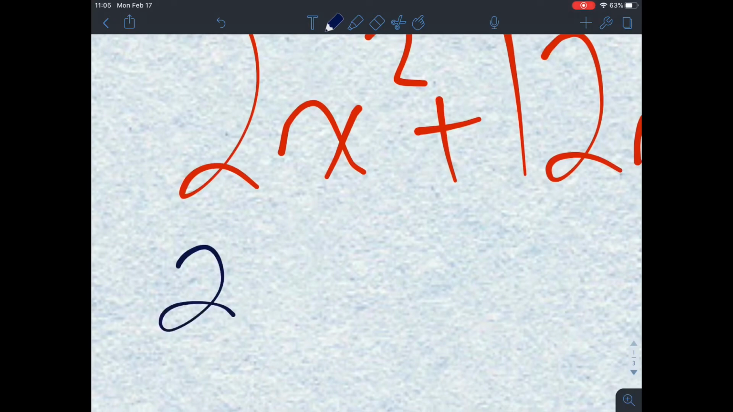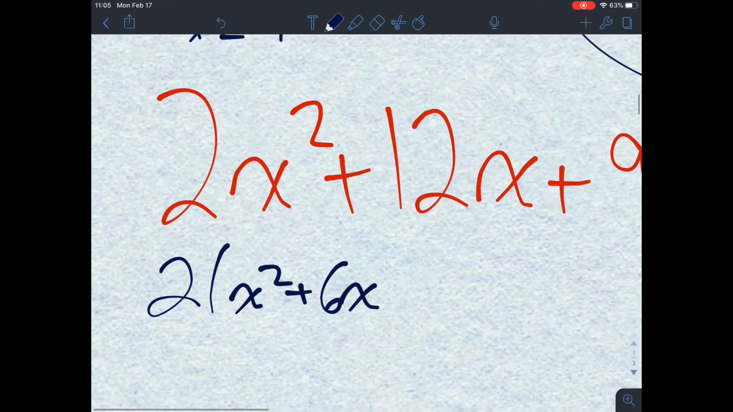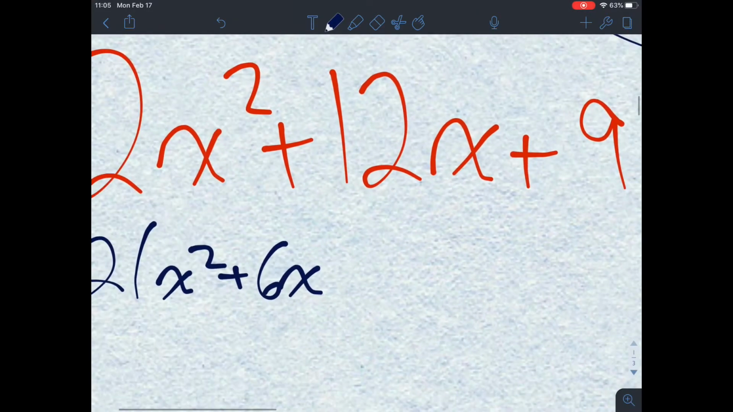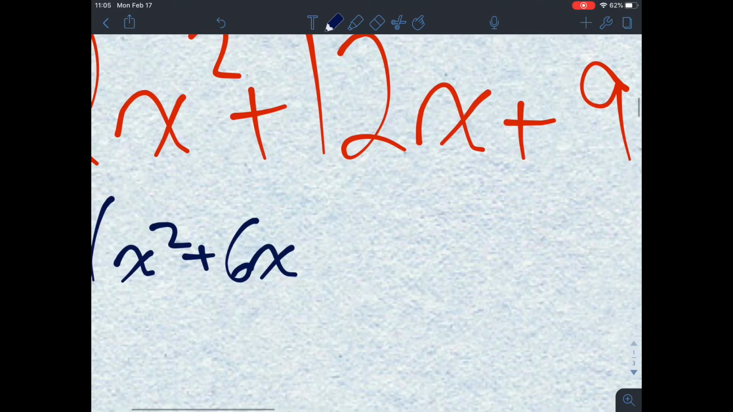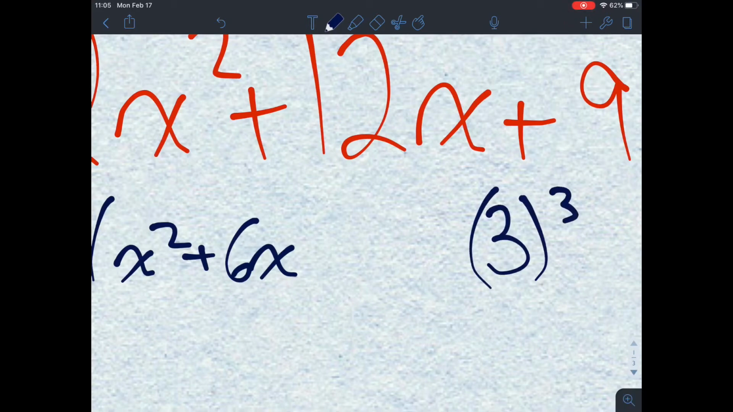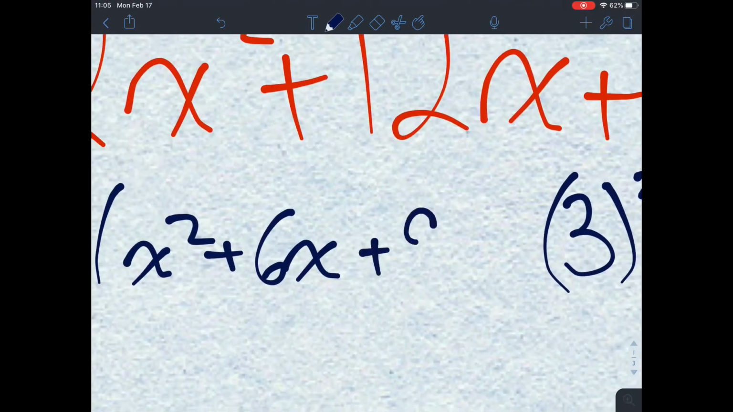Here you take out the 2. So it would be 2 times x squared plus 6x. And then just forget about the 9. And now we do the whole thing where we divide by 2 and then we square. So 6 divided by 2 is 3, and 3 squared, not cubed, squared is 9. So it would be plus 9.